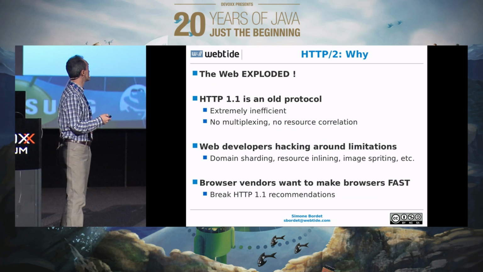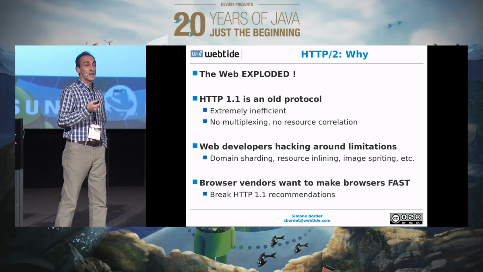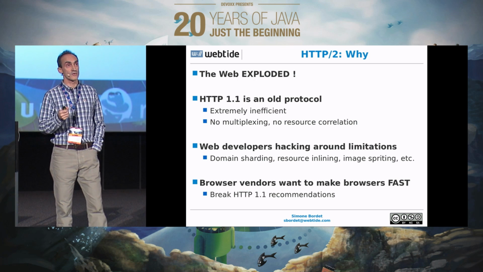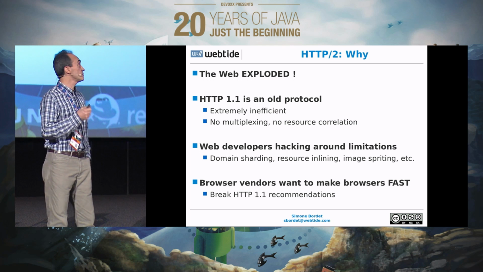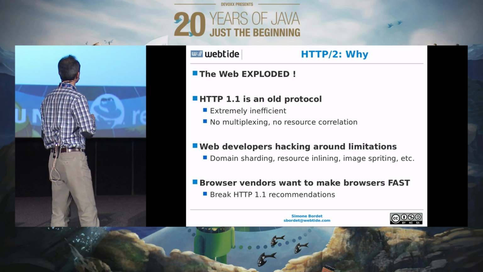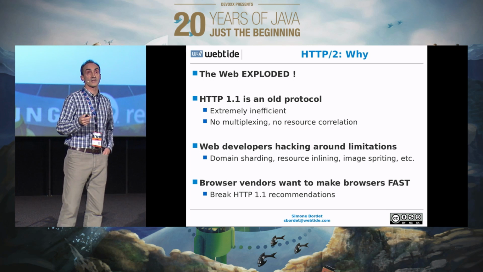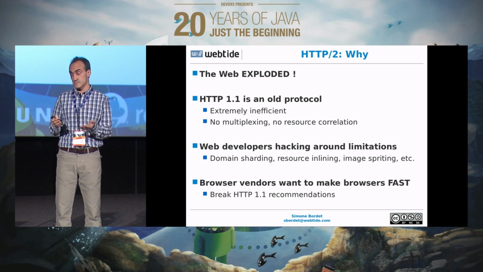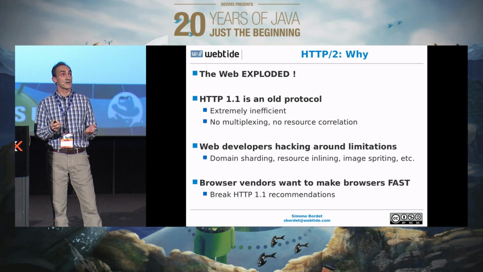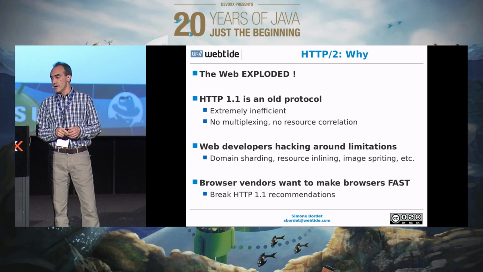So what happened in these 20 years? The web exploded. But HTTP 1.1 is an old protocol, and it is extremely inefficient for today's web. There is no multiplexing and no resource correlation, and we'll see in a second what these two terms mean and why they are so important for today's web.